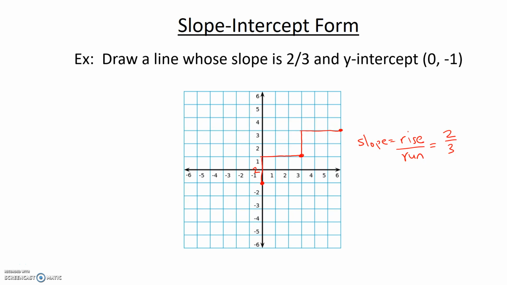Now keep in mind that 2 over 3 is the same as -2 over -3 because a negative divided by a negative is also a positive. So we can also go down 2, that's -2, and to the left 3, that's -3, because -2 over -3 is still positive 2/3. We can do that again. We can go down 2 and left 3. Now we only need 2 points to draw a line, but I drew some extra ones just to show you that we can use a slope to plot an infinite number of points.